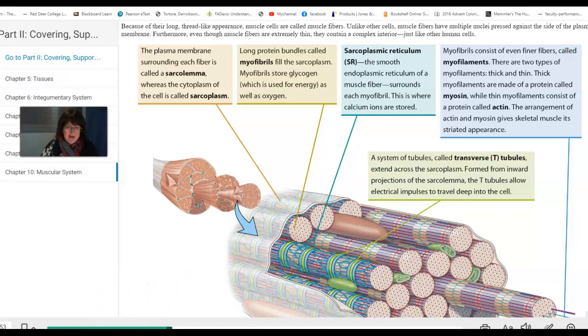So let's look at the terms. There's a lot of terms, but I want you to realize they start with the word sarco, and you'll also see the prefix myo. So sarcolemma is, you may have heard of the term plasmalemma. Sarcolemma is the membrane around. Sarcoplasm is sort of like the cytoplasm, and that is inside the cell. Then you have the long bundles, and these are the myofibrils, which will fill up the sarcoplasm.